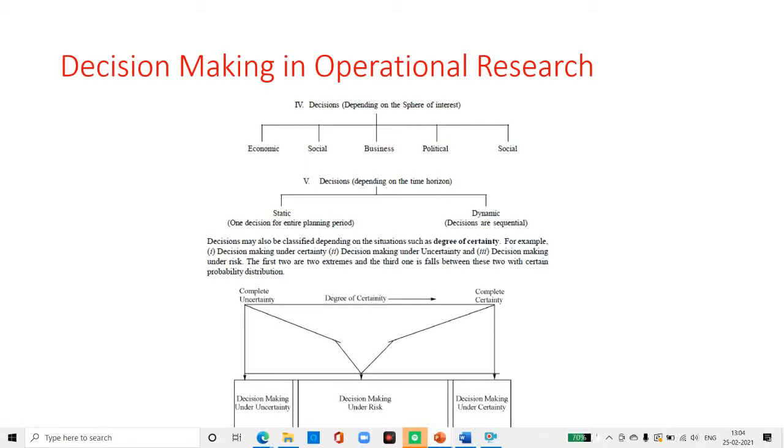Then the decision depending on the time horizon: static or dynamic. In a static plan, one decision is made for the entire plan period; we are not changing the plan day by day. And in a dynamic plan, decisions are sequential. We are changing the time zone here in a sequential manner.